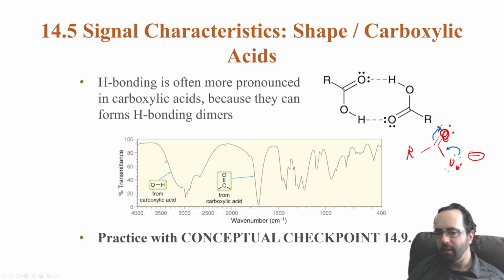So this is the kind of visual you should have in your mind when you see something like this, the OH just spilling into the 3000 region. You should be thinking this is coming from a carboxylic acid, especially if you see the associated carbonyl.